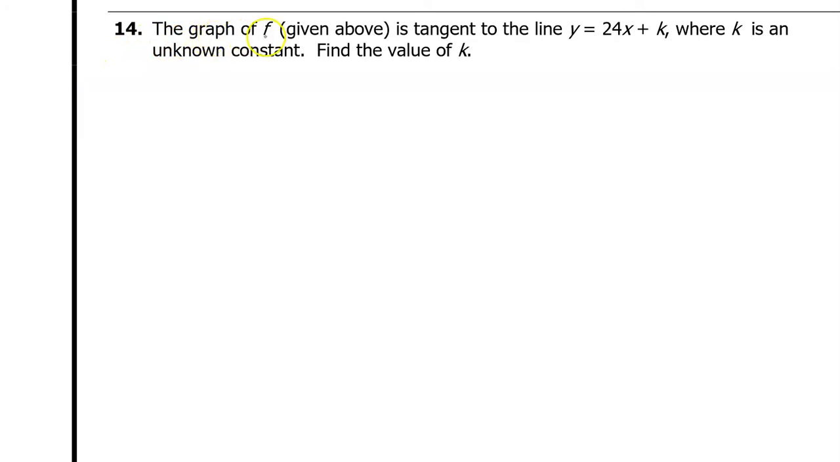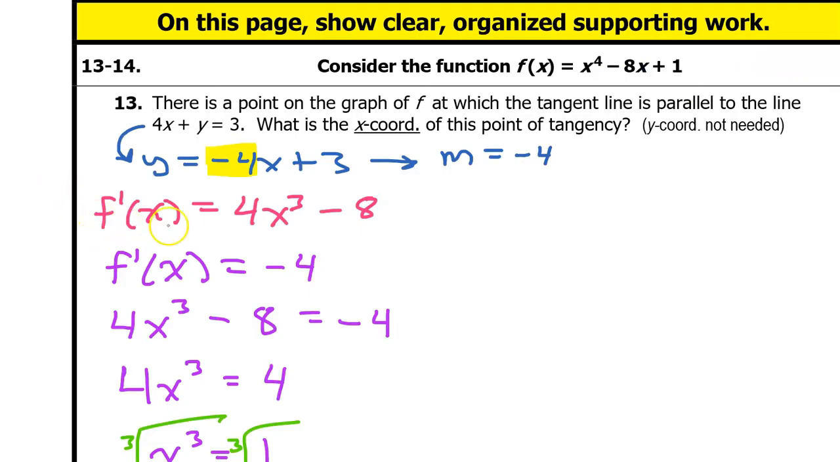Number 14. The graph of f given above is tangent to the line y equals 24x plus k, where k is an unknown constant. Find the value of k. We are given an equation of the tangent line, sort of. We don't know what k is, but it is in y equals mx plus b form. So this tells us the slope of the tangent line is 24. In the previous problem, we already found the derivative of function f, so let's just copy this down.